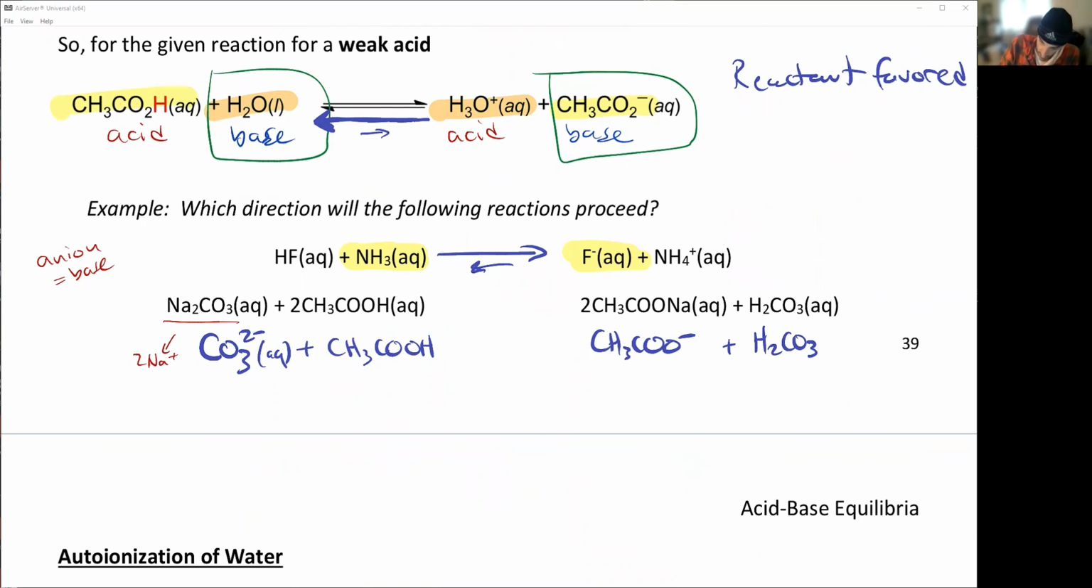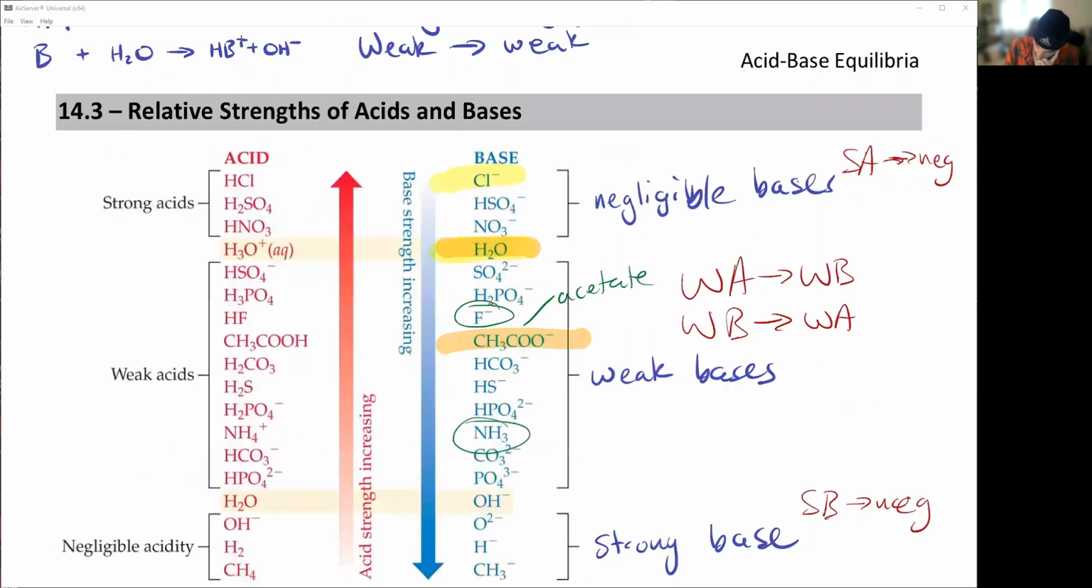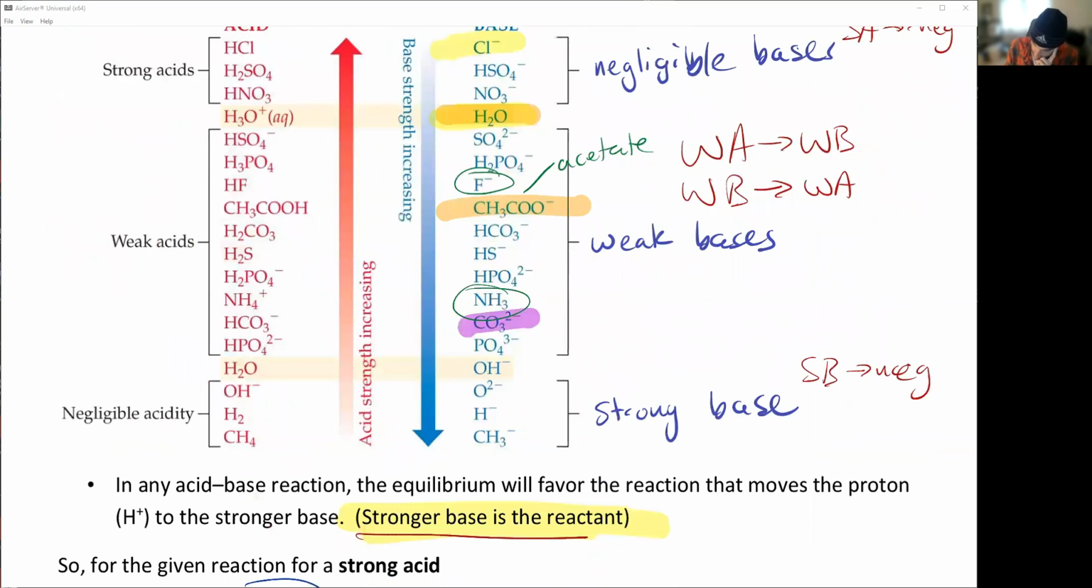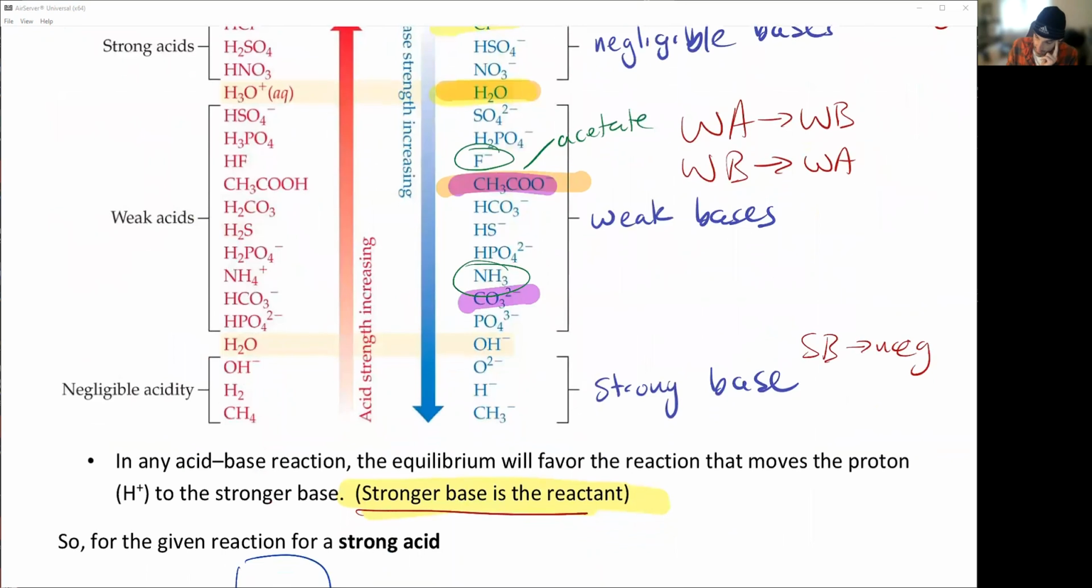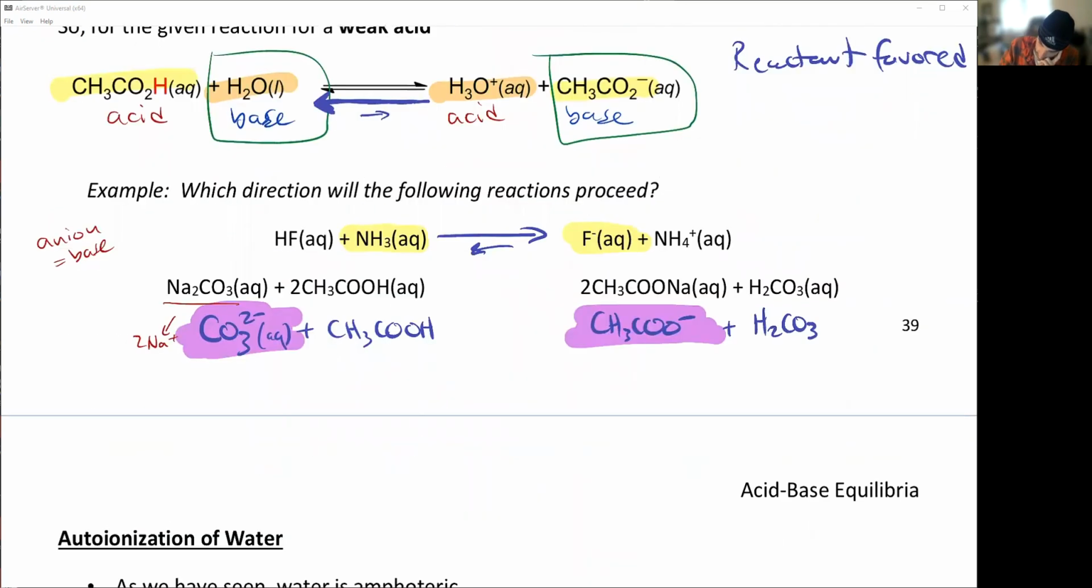And now the bases for the other side. This is the base, I use a different color. There's one base, there's another. Always look for anions. Anions are bases. So CO3 2 minus, and what was the other one? Acetate. Acetate being the base. CO3 2 minus is the stronger base, meaning this one also is going to prefer that direction. There we go.